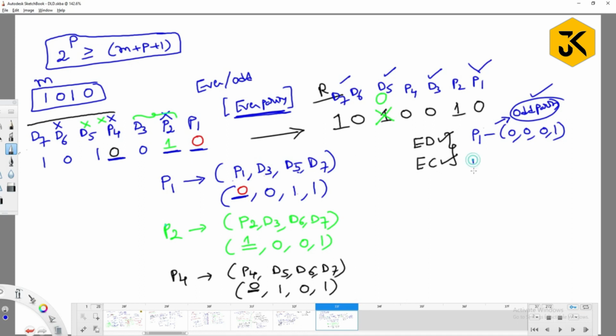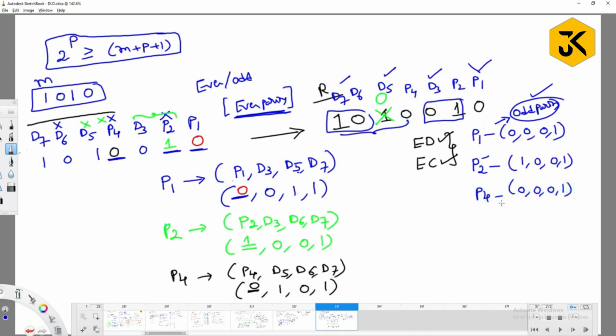Now try to check P2. To find P2, you have to consider P2, D3, then skip two and consider these two, so you will get 1 0 0 1. That is even parity, so there is no problem and no error for P2. What about P4? You have to consider four contiguous bits, that is 0 0 0 1, and it got an even parity.